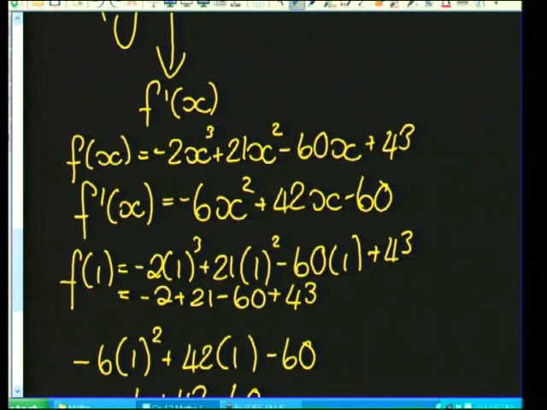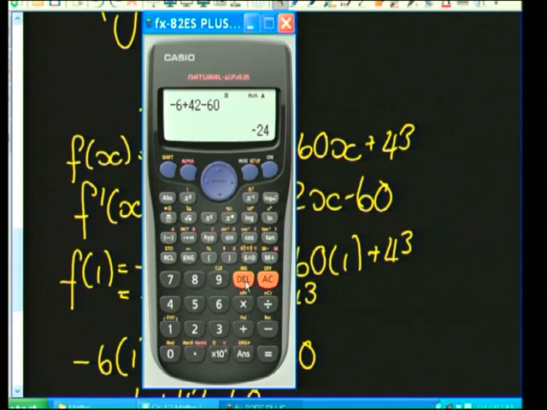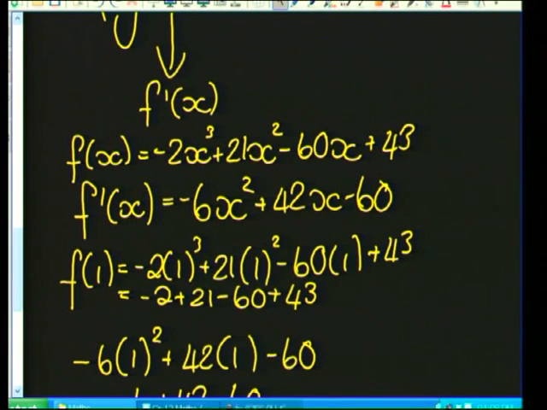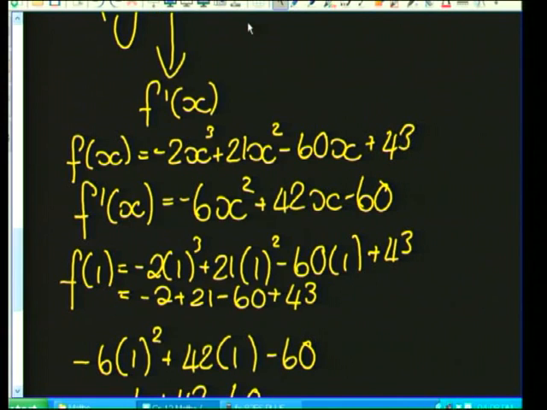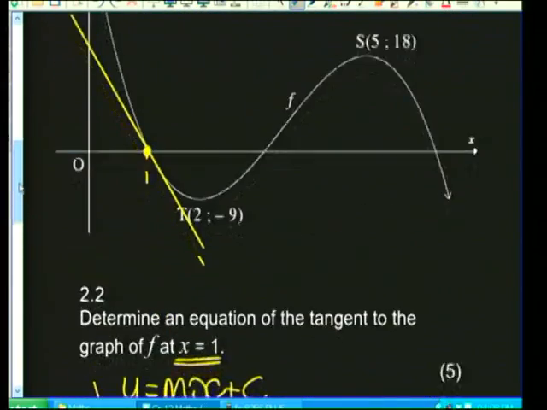So negative 2 plus 21 minus 60 plus 43. Let's see. Negative 2 plus 21, minus 60, plus 43, and we get 2. Okay, so that means where x is equal to 1, the y-coordinate at that point of contact is 2. We're going to call that the point of contact between the tangent and the graph.